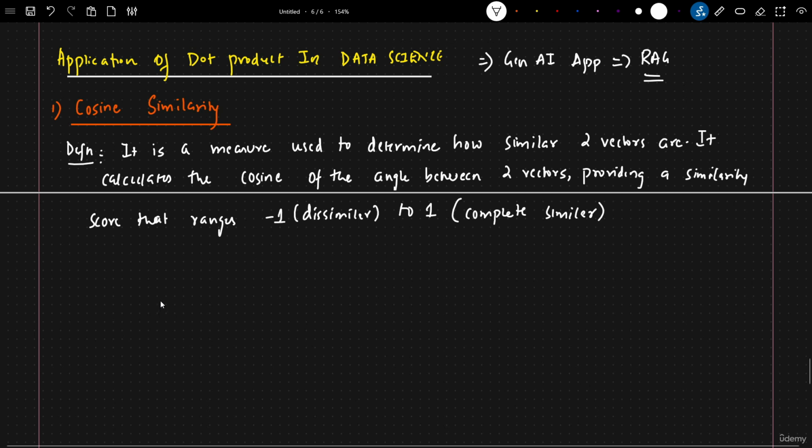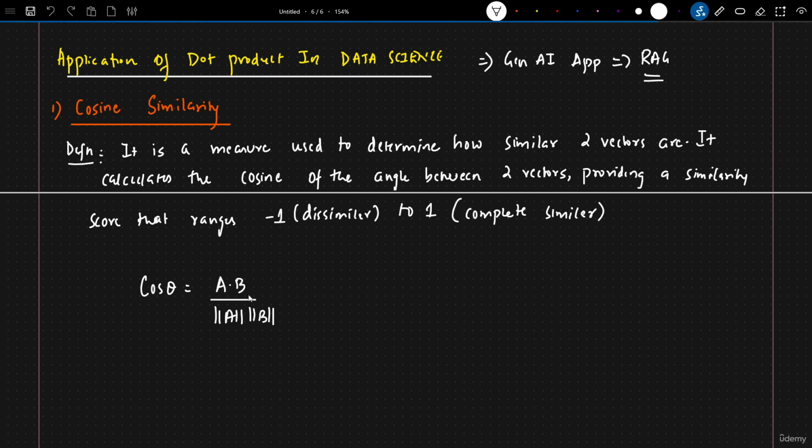Now let's talk about this very important topic. Usually the cosine similarity is given by the formula cos theta is equal to A dot product divided by magnitude of A and magnitude of B. Here we specifically use a dot product, and A dot B is nothing but the dot product of these particular vectors.